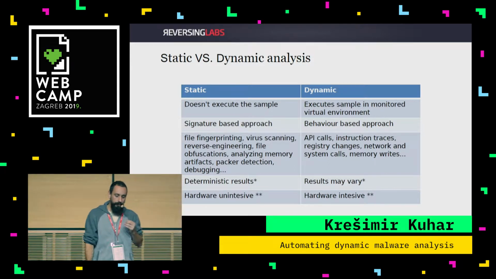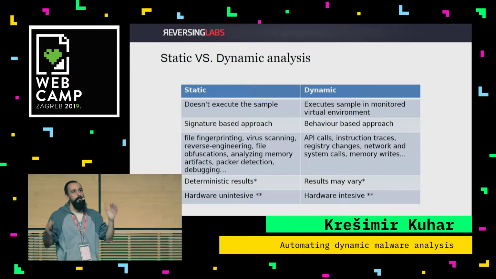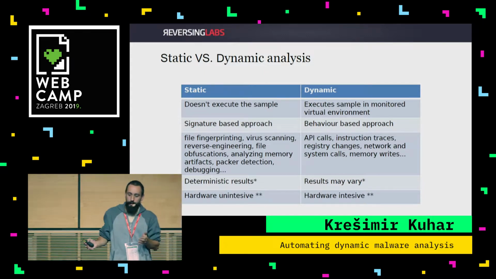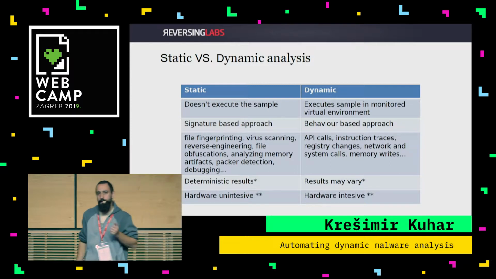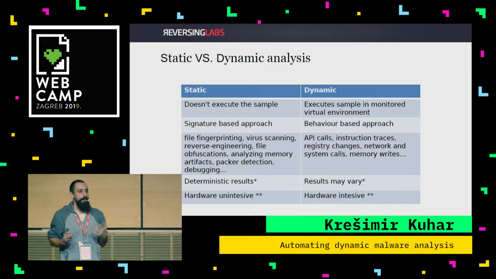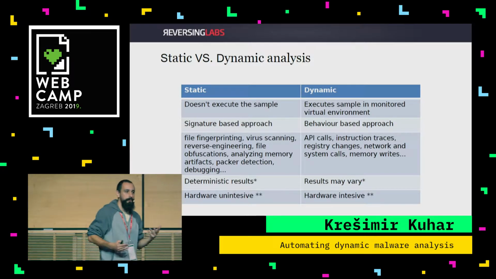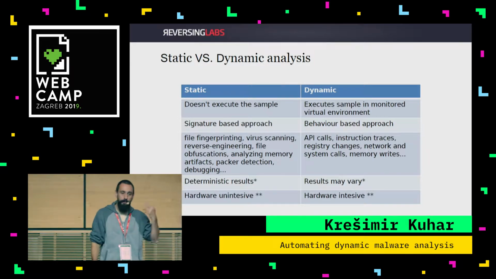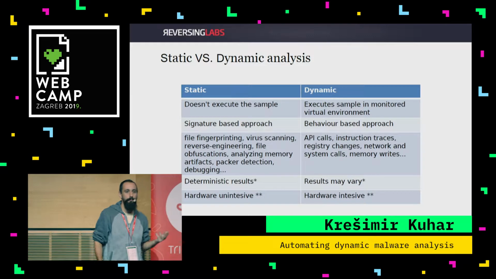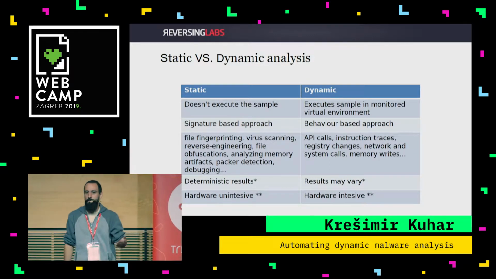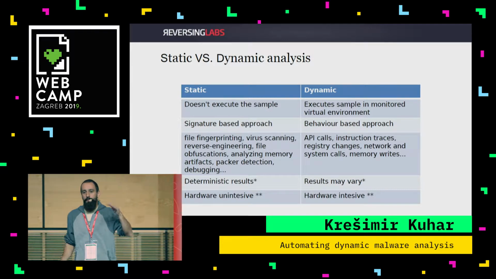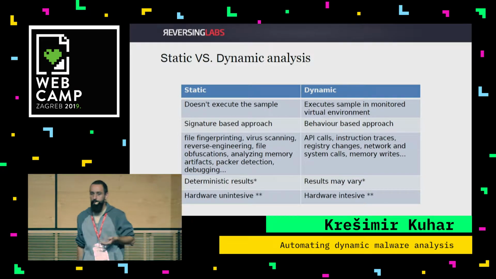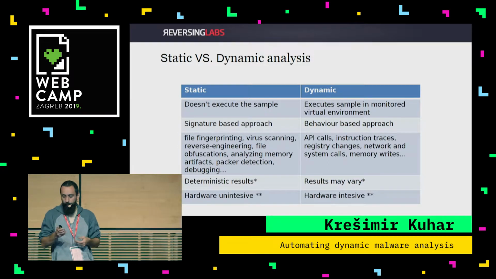So basically, when you are analyzing statically, every time you should get the same results if you're using the same version of the software. On the other hand, in dynamic analysis, and I will talk about that a little bit later, results may vary. Every time you execute the sample, results may be different. And dynamic analysis is hardware intensive because you need a virtualized environment to run your samples on. On static analysis, you don't need that. On the same set of hardware, you could run, I don't know, millions of samples per day, while dynamically you can analyze maybe thousands of them.